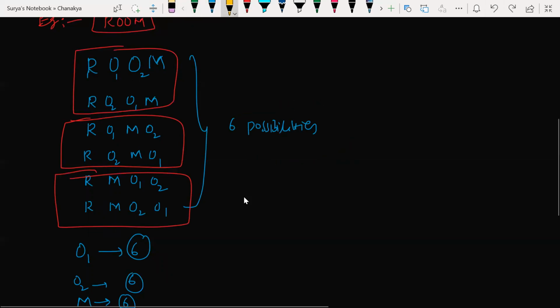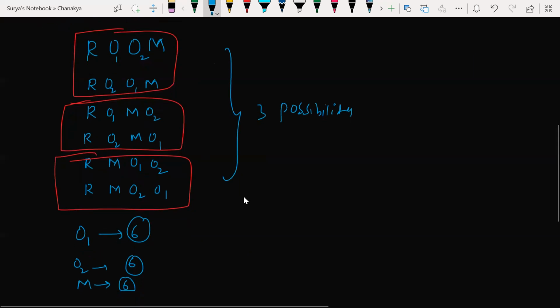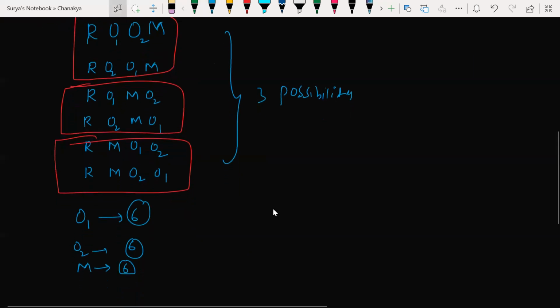First, if I count 1, 2, 3, 4, 5, 6, there are six possibilities. But if you technically observe properly, both are same or not? This is one possibility. Second possibility. Total, how many possibilities? Three possibilities. Those six possibilities became three possibilities now, isn't it? Then word starting with R, three possibilities.